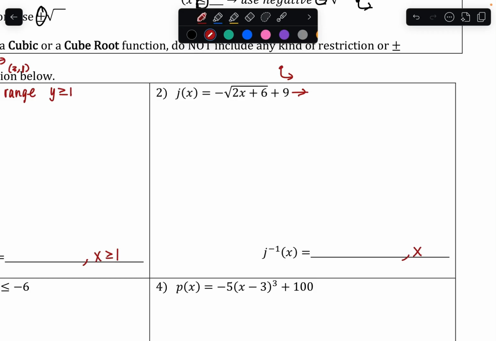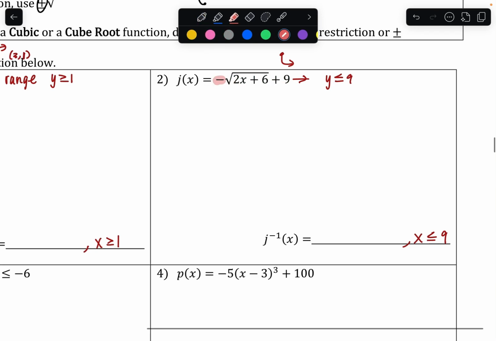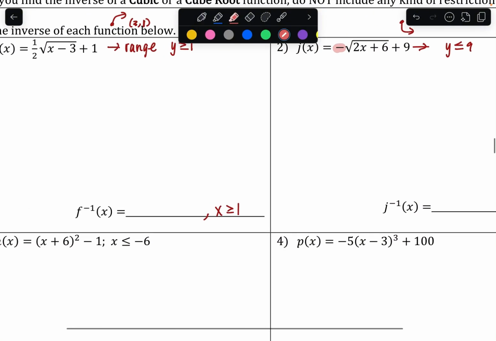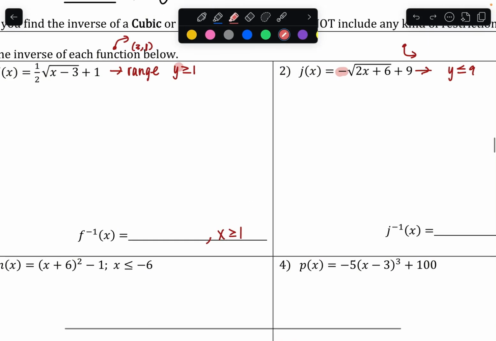Okay, and so our range is going to be less than or equal to that value of 9, which means my domain for my inverse is less than or equal to 9. So the pattern is if you have a negative square root, you're going to have a less than. If you have a positive square root, you're going to have a greater than restriction. And it always matches the range of the original function. Okay, and so I like to do that first because it's easy to forget once you start doing all the algebra.